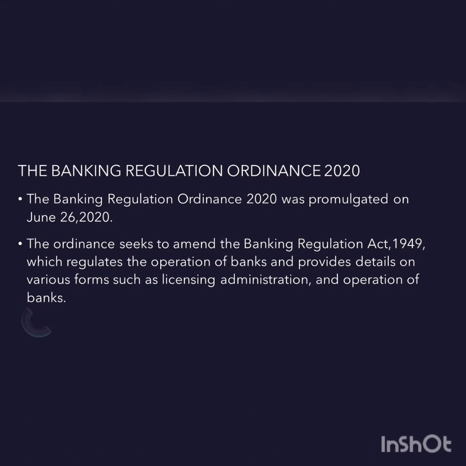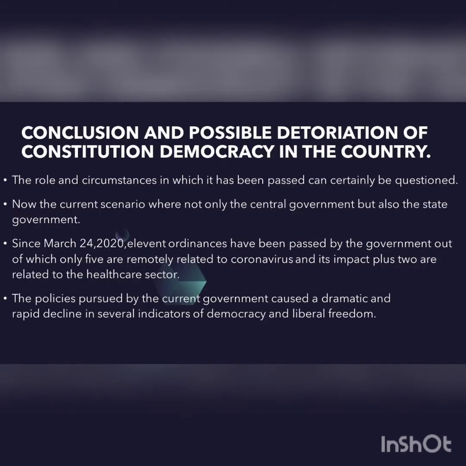The ordinance states that the RBI may exempt a cooperative bank or a class of cooperative banks from certain provisions of the Act by notice. Though the validity of ordinances and their per se authority cannot be denied, their role and the circumstances in which they have been passed can certainly be questioned. This brings us to the current scenario where not only the central government but also state governments have been passing ordinances regularly, some of which have created a lot of heat in society.